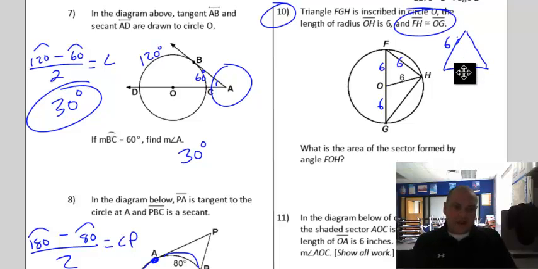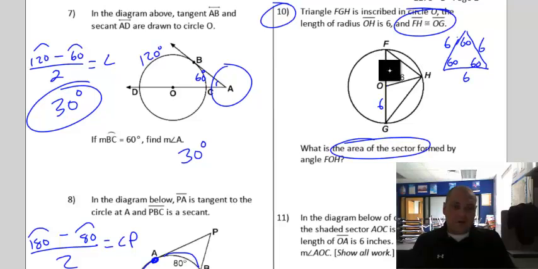It created that triangle where it's all 6, 6, 6. That's called an equilateral triangle. In an equilateral triangle, all the angles have to be equal as well, and they have to add up to 180, right? So basically 180 divided by 3. So each angle is going to be 60. We need that to find the area of the sector.